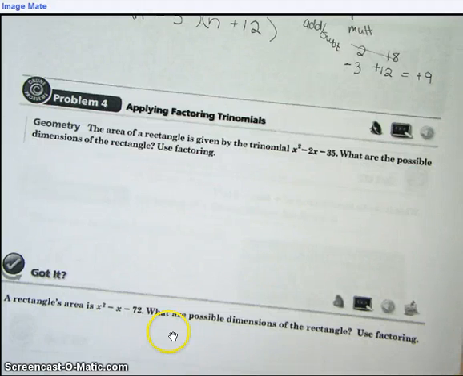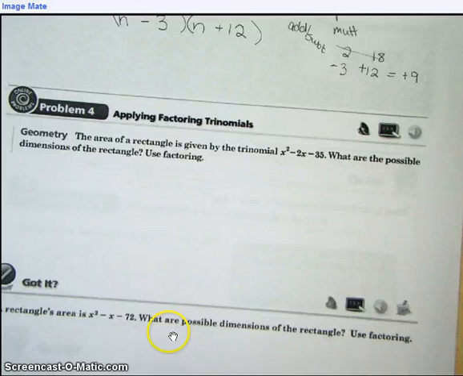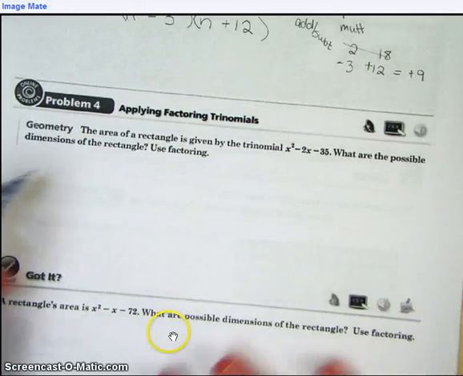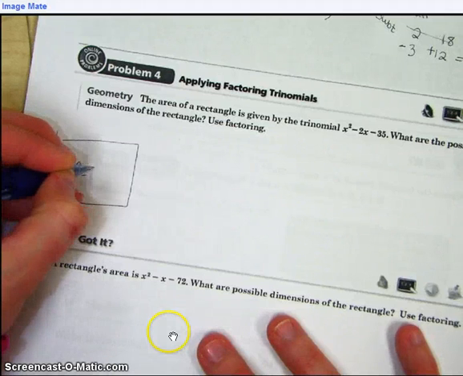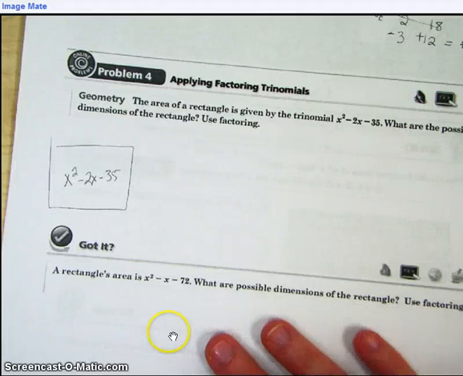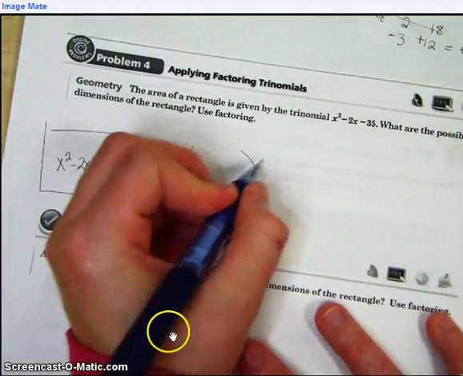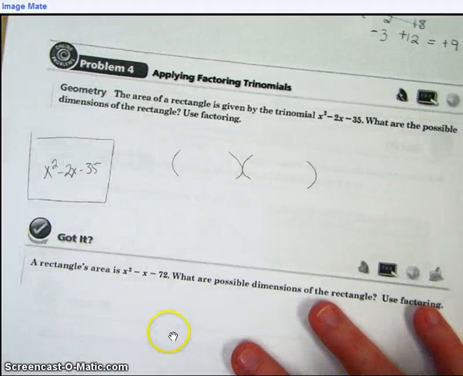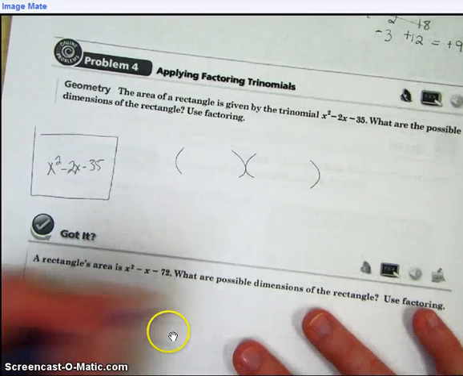The area of a rectangle is given by the trinomial x squared minus 2x minus 35. What are the possible dimensions of the rectangle? Okay, so the whole area can be represented by that equation. Let's go ahead and try to think of a length and a width that would work. Well, let's break down negative 35. Let's just try some numbers.